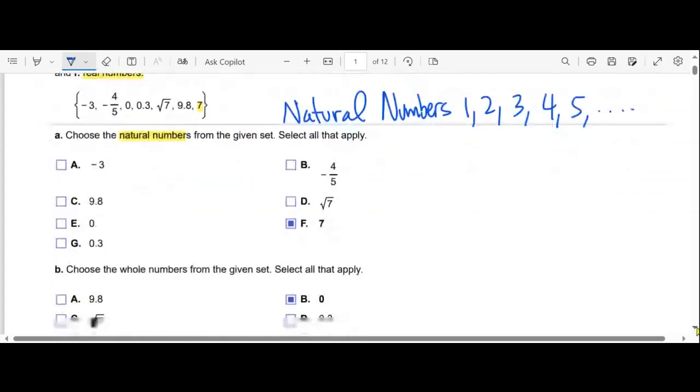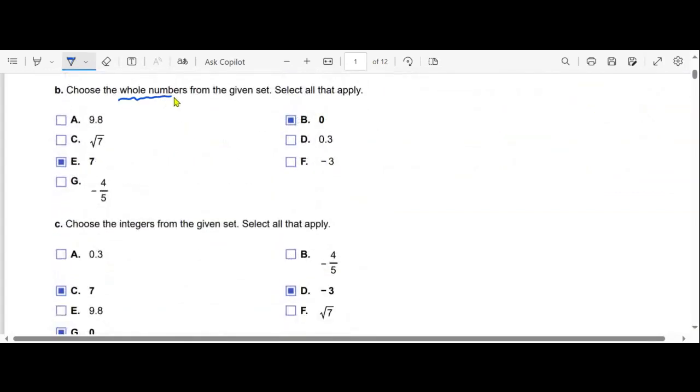Next one is asking about whole numbers. Whole means you have a whole. So it starts with what? 0, 1, 2, 3, 4, and so on. So here we have 7, and we have what? 0. 7 and 0. This one is decimal. This also is decimal. This one is decimal or fraction. This is decimal. This is negative.